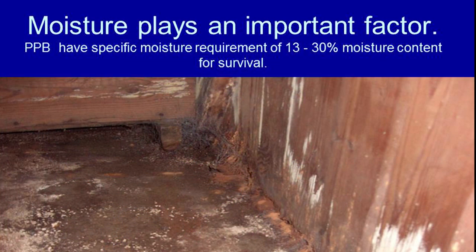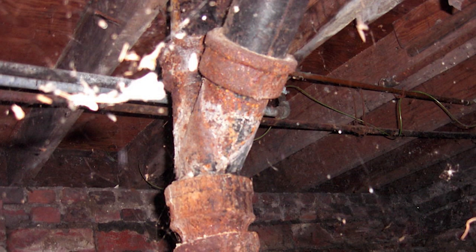Sometimes you see powder post beetle damage in wet basements, wet crawl spaces, wet sheds, and wet garages. Additionally, you may see this wood destroying insect damage near long-term leaks such as plumbing, roofing, siding, doors, windows, and other locations that may become wet and stay wet for long periods of time.